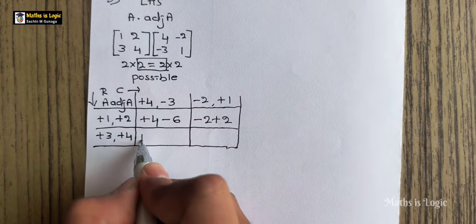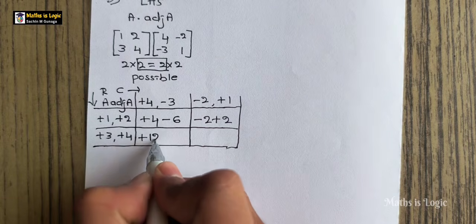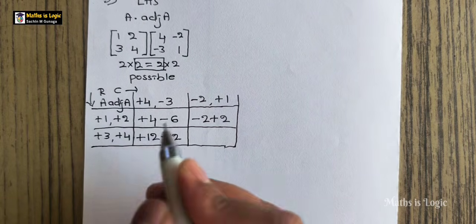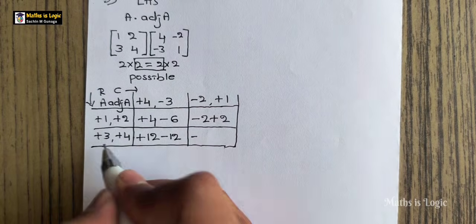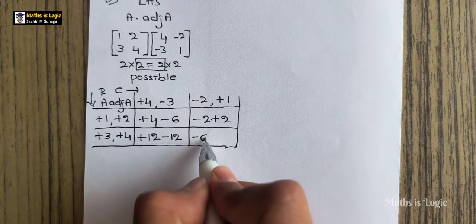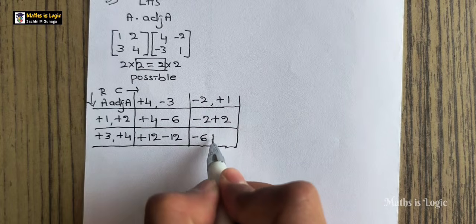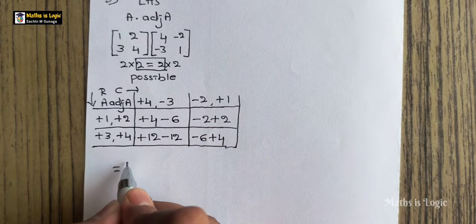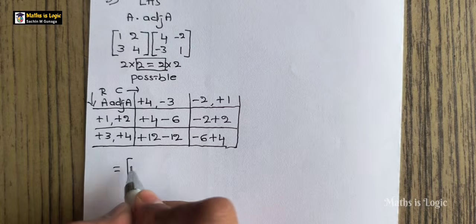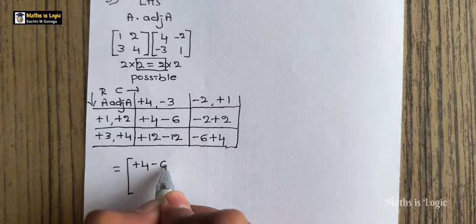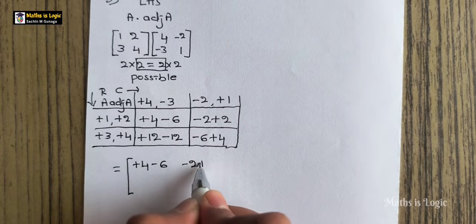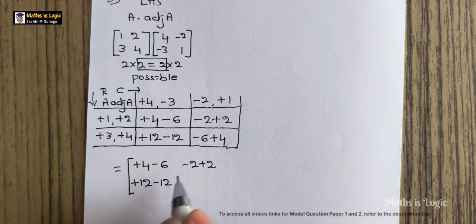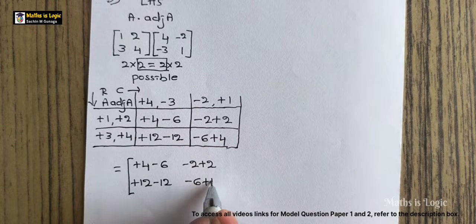Plus into plus, plus 3 into 4 is 12; plus into minus, minus 4 into 3 is 12, plus into minus is minus; 3 into 2 is 6, plus into plus, plus 4 into 1 is 4. So in matrix form, rewrite: plus 4, minus 6, minus 2, plus 2, plus 12, minus 12, and minus 6, plus 4.